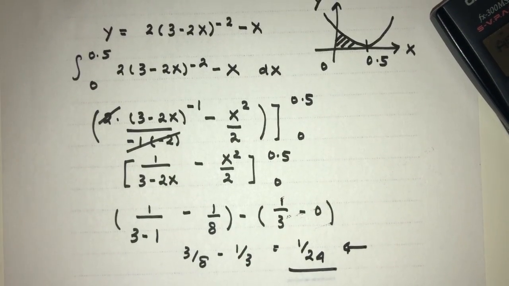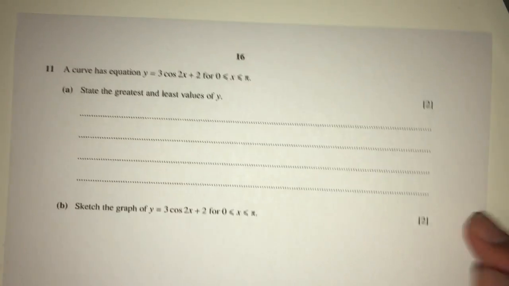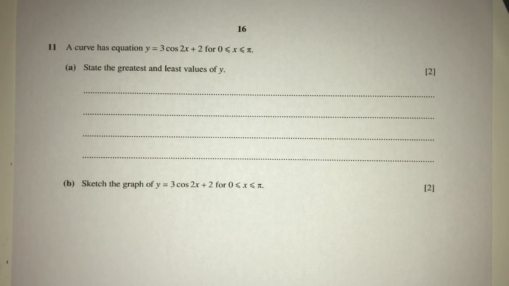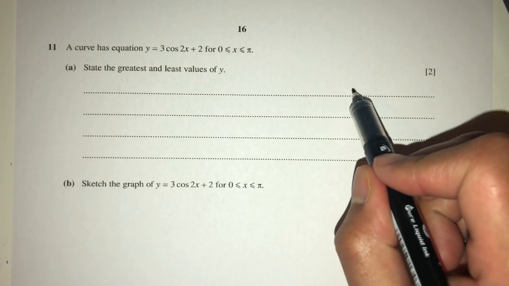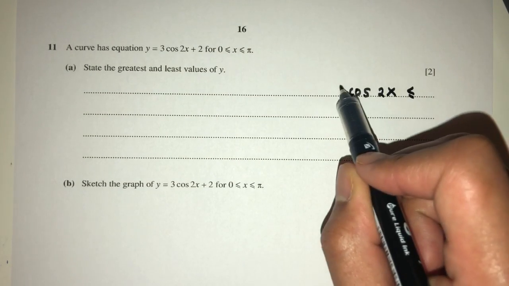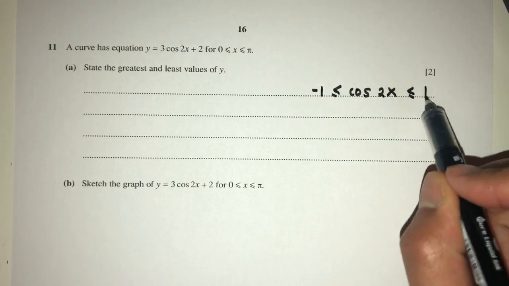Okay, that will be question number 10. Let's move on to question number 11. A curve has an equation of y. Find the biggest and the least value of y. So you have to know what is the maximum and the minimum value of this cosine. It is between minus 1 and 1.